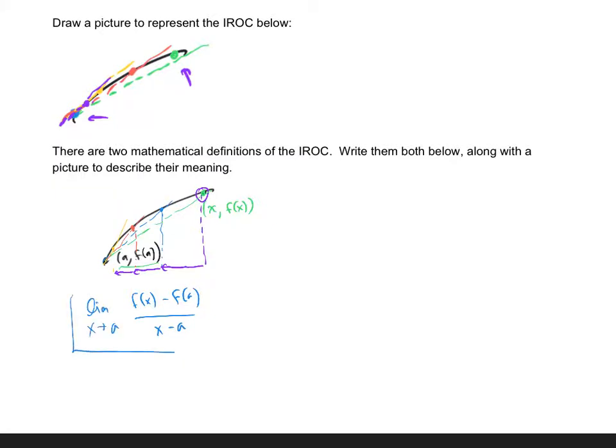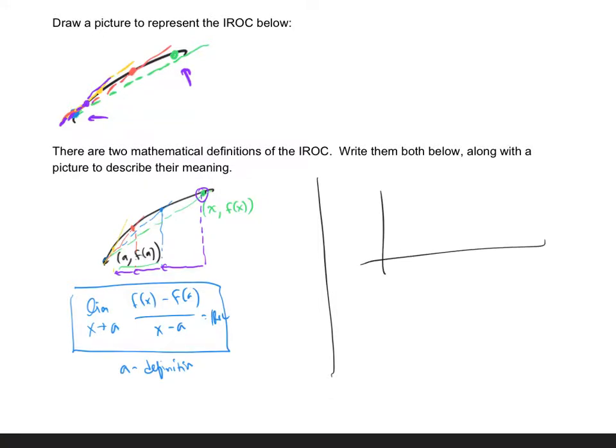So this is one definition of the IRC. This is called the a definition, for obvious reasons. Now, the other definition is a little bit harder to see, but it works much the same way. So I'm going to draw a little set of axes for this. Draw a function again. Got my fixed point here, which is still a comma f of a.